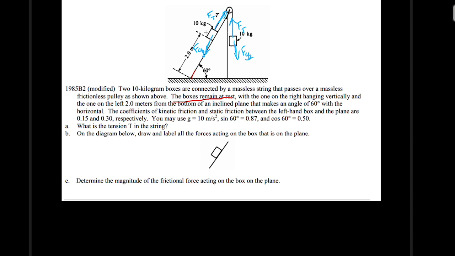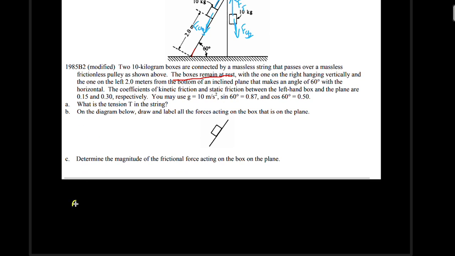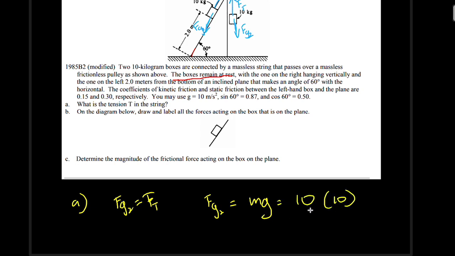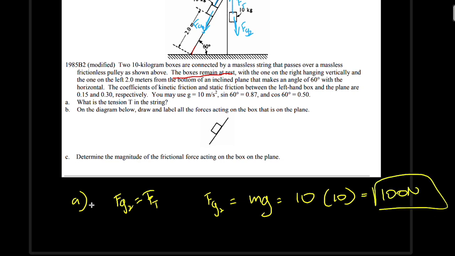So we know that for this box specifically, the force of tension is just going to be equal to the force of G2 because this system is at rest. So for part A, we're going to have Fg2 is equal to Ft, force of tension, and then Fg2 is equal to mg. And in this case, it's going to be 10 times 10, where 10 is kilograms, 10 is gravity, and this is equal to 100 newtons. So that's what force of tension is.